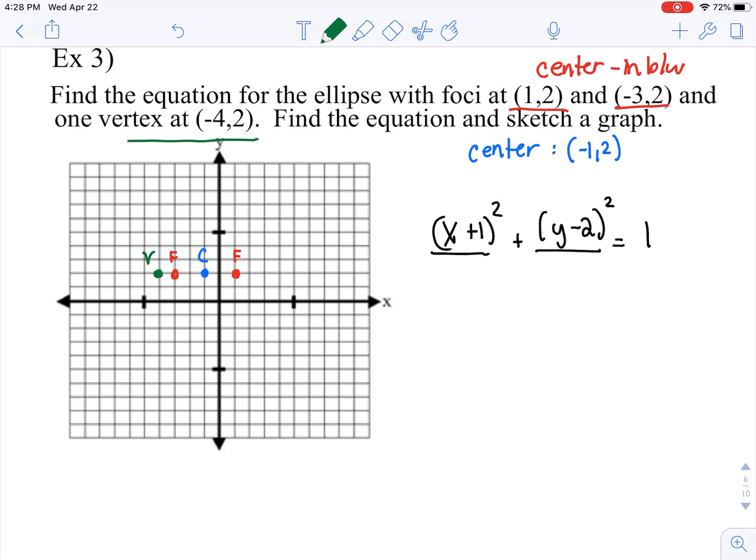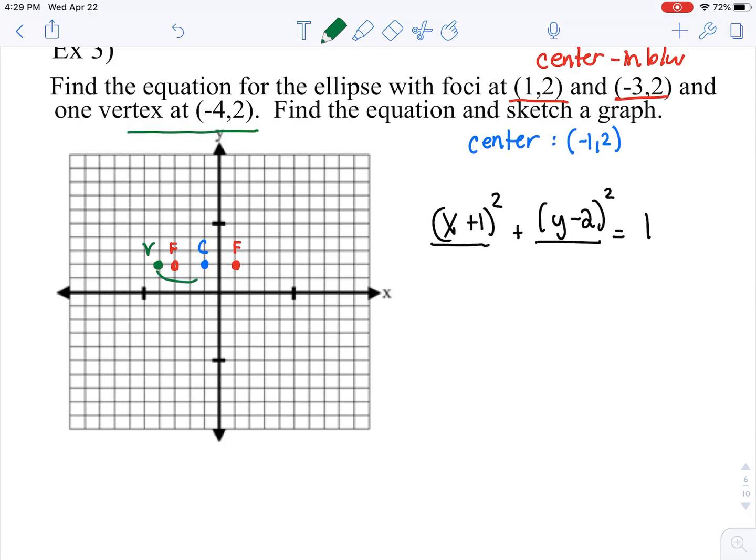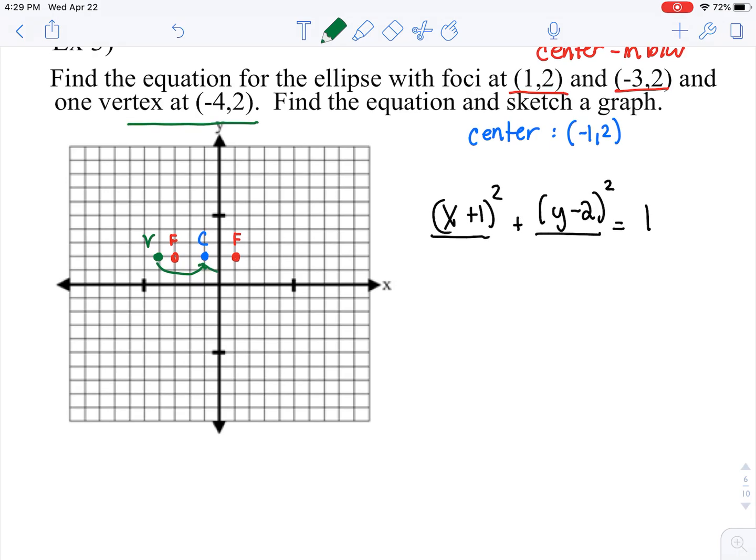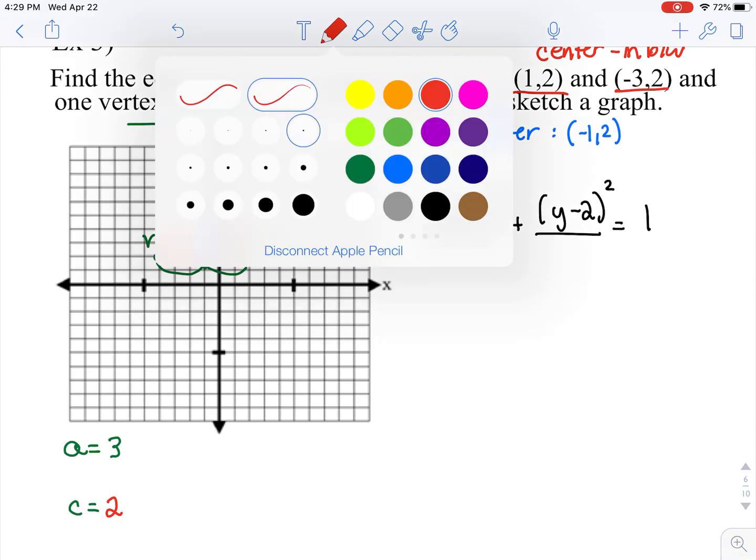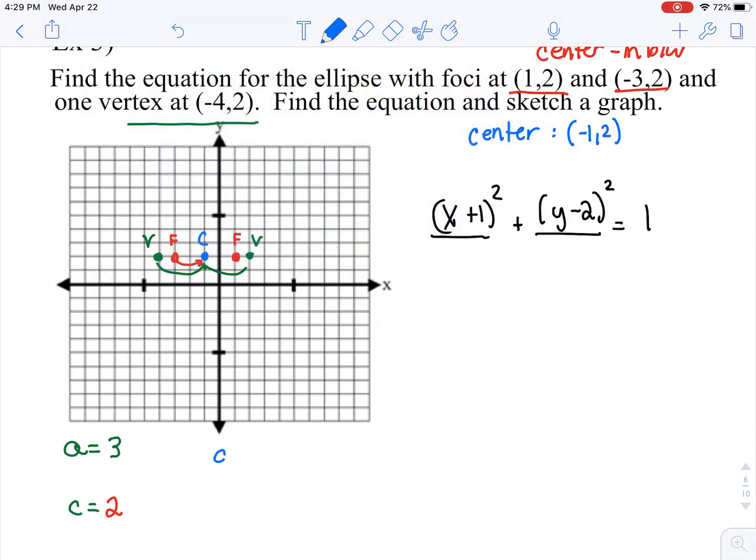And again, if you look at where that vertex is from the center, we can see that that vertex is 3 units away. So if we go 3 units the other direction, there's my other vertex. Now, a couple of things that we know here. We know the a value, which is the distance from the vertex to the center. That was 3. We know the c value, which is the distance from the focus to the center. That distance was 2. And then using those values, we can again get our b value.